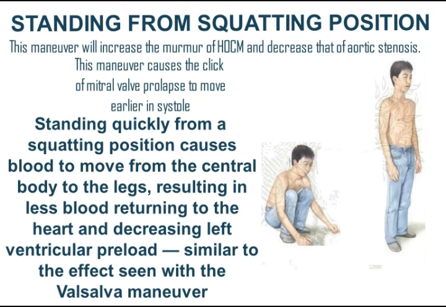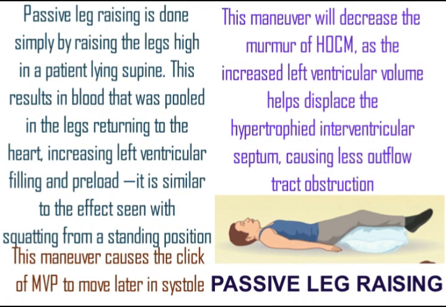Now, passive leg raising is done simply by raising the legs high in a patient lying supine, and this results in blood that was pooled in the legs returning to the heart, increasing the left ventricular filling and preload. It is similar to the effect seen with squatting from a standing position. This maneuver will decrease the murmur of HOCM, as the increased left ventricular volume helps displace the hypertrophic interventricular septum, causing less outflow tract obstruction. This maneuver causes the click of mitral valve prolapse to move later in systole.